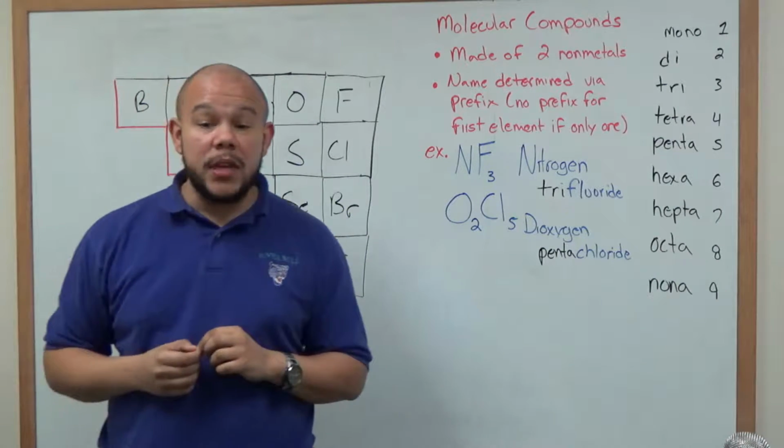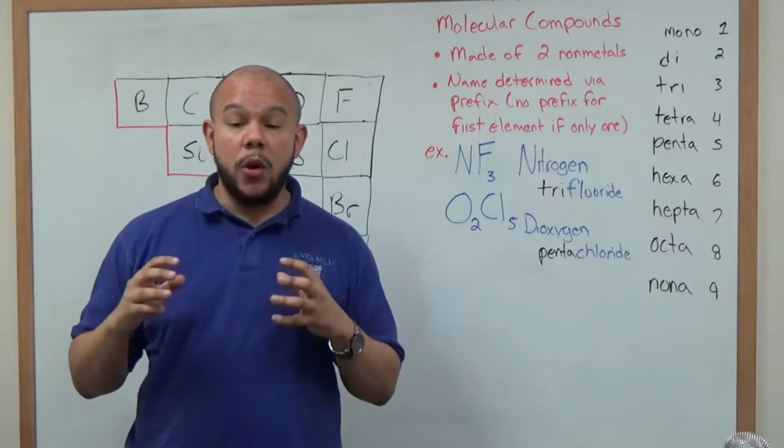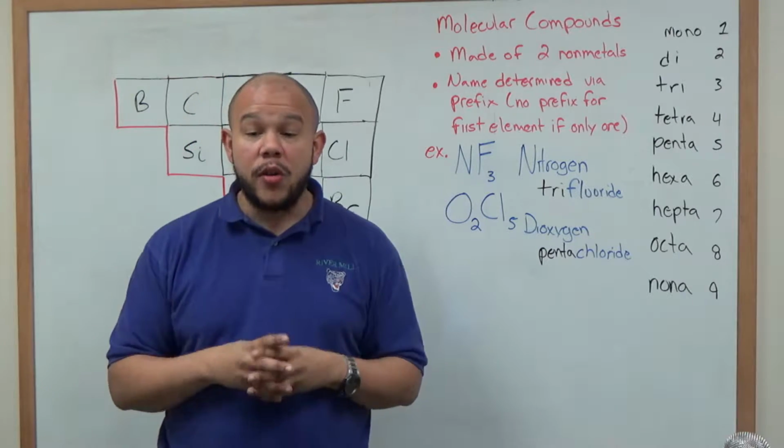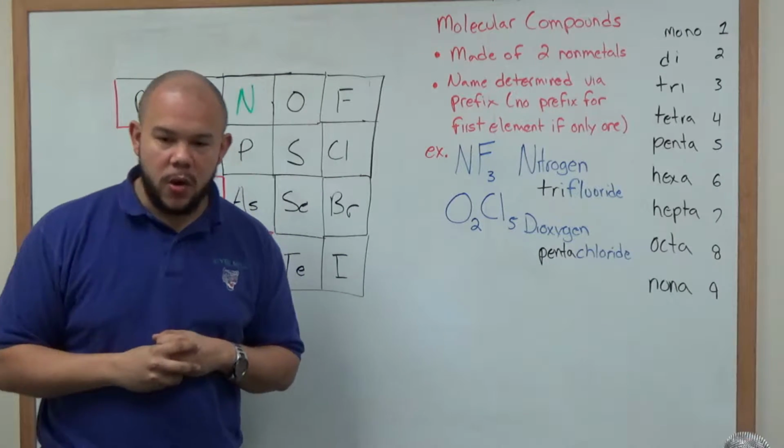anions, or the negatively charged polyatomic ions, that we also need to know the names of. These are molecular compounds. They just happen to have a charge, and I'm going to teach you a quick way and a shortcut to understand those charges. So let's take a look here.